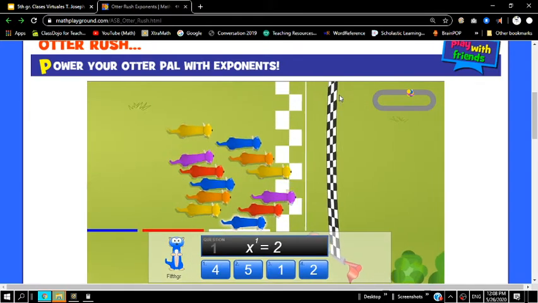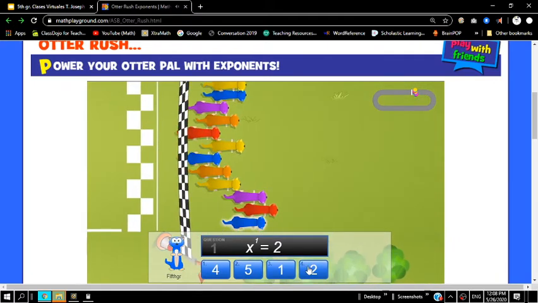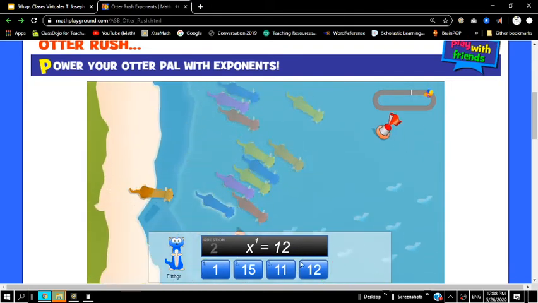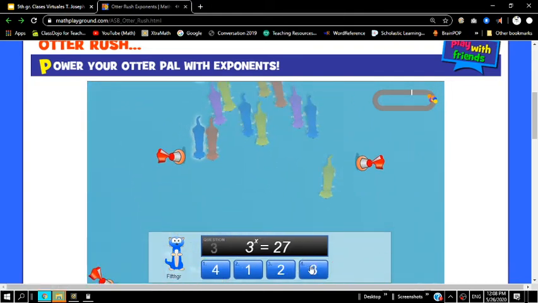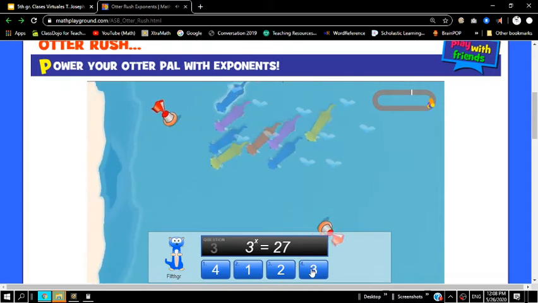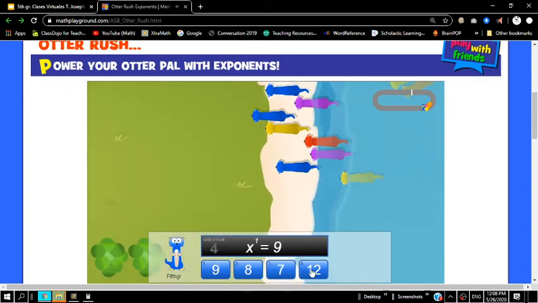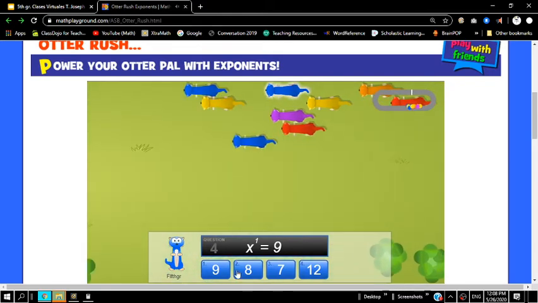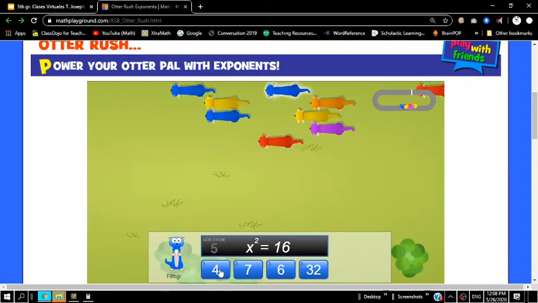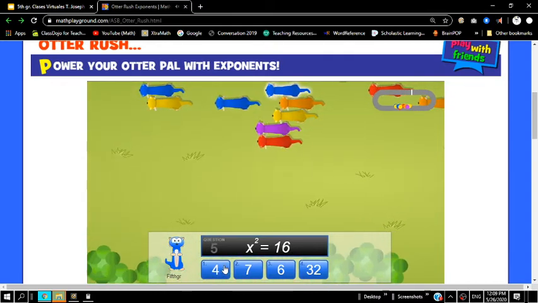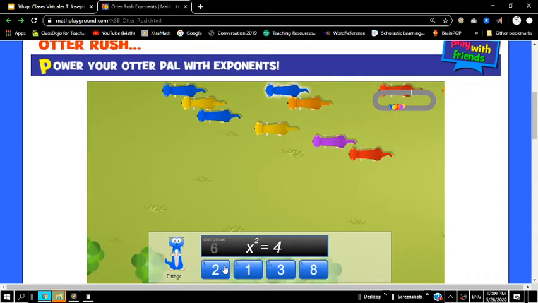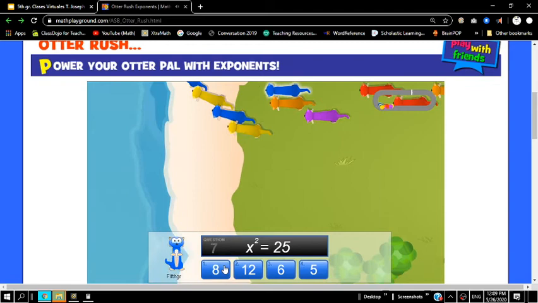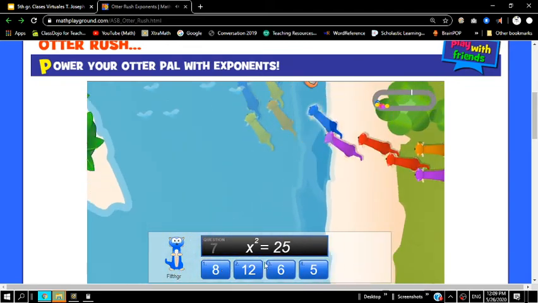Get ready. What times what equals 2? Well, 2 times itself equals 2. What times itself equals 12? Something times itself equals 27. Let's see, 3 times 3 is 9, times 3 is 27, so 3. What times itself equals 9? Well, 9, because it's a power of 1. What number times itself equals 16? 4. What number times itself equals 4? 2. Again, what number times itself equals 25?